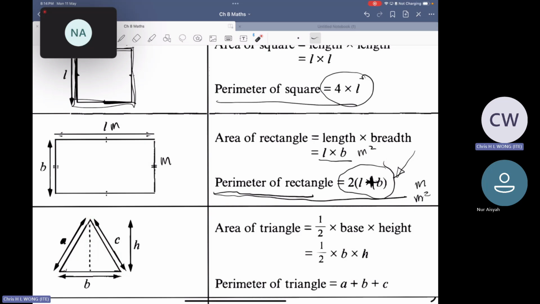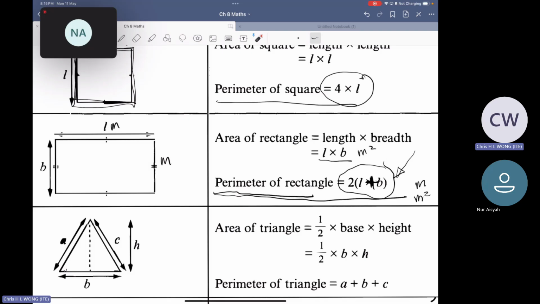But whichever base you use, you will use a different height, right? Agree or not? If you use this base, the height is this. If you use this base, the height is this. The area will be the same, because the base and height are different, but when you take half base times height, the final answer is the same. Doesn't matter which one you use, but of course you use the one that you know. Half base times height.